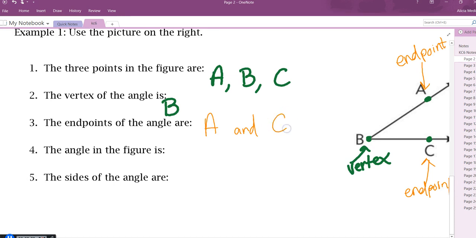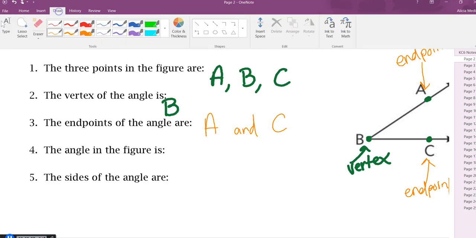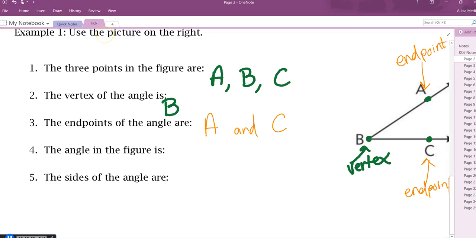Alright, and at C. The angle in the figure is, so naming angles, there are many ways that we can name them. Since we have 2 line segments, we can label this using the 3 letters. We can say starting at A, we can go to B, and then from B we can go to C. That's talking about this angle that we created.